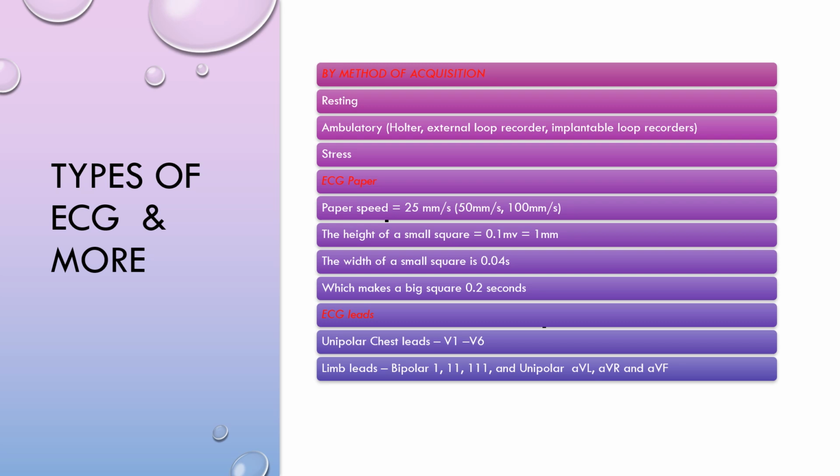It could take up to 10-20 minutes to settle and prepare, but the real recording itself takes about 10 seconds. Then we also have the ambulatory ECG, where we are probably not too satisfied with seeing any rhythm changes or any abnormalities in the resting ECG, and we want to do a longer recording.